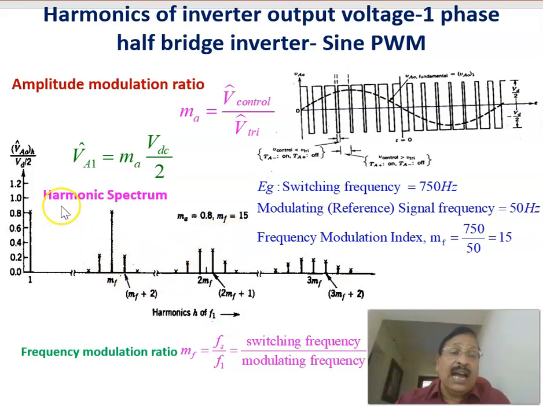Here the harmonic spectrum is shown. The harmonic spectrum shows the different frequency components in the output voltage of this inverter. If you do the Fourier analysis, you get the different frequency components, and that is plotted as the harmonic spectrum.